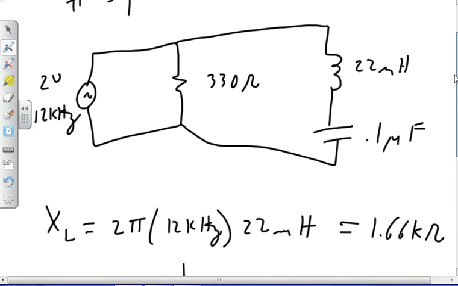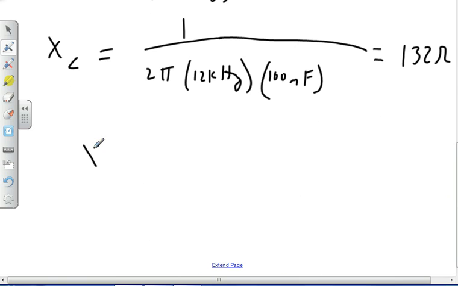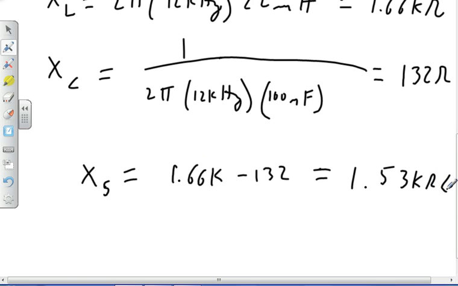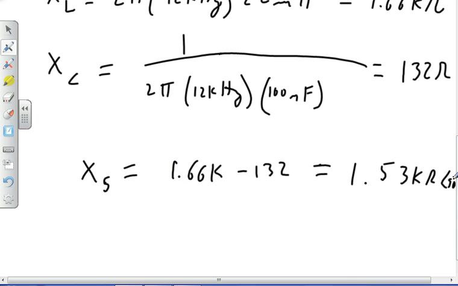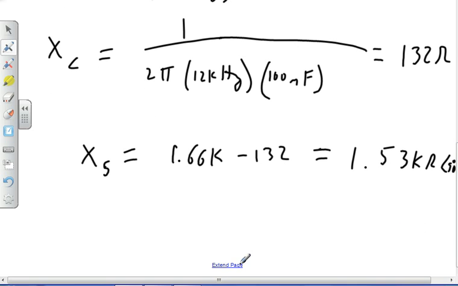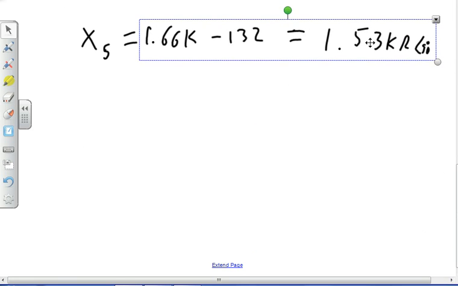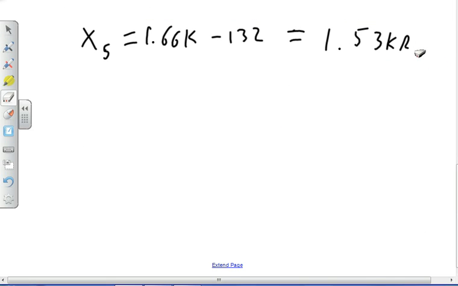Okay, so X sub S, the part that only has the inductive stuff in it, that's going to be 1.66K minus 132, which is going to be 1.53K ohms, angle 90 degrees because the inductor wins. Is that positive 90? Yeah, it's a positive 90. Want me to rewrite it so it looks better? So I can move it over some, have more room. Angle 90 degrees.